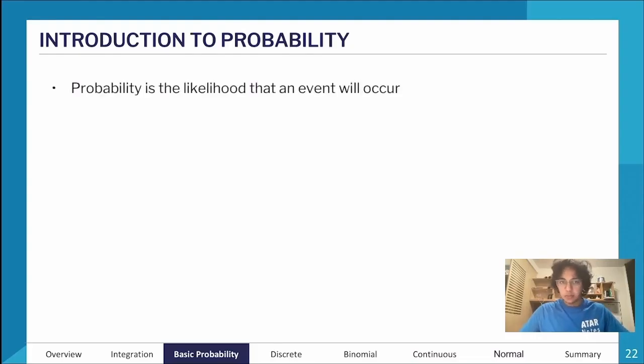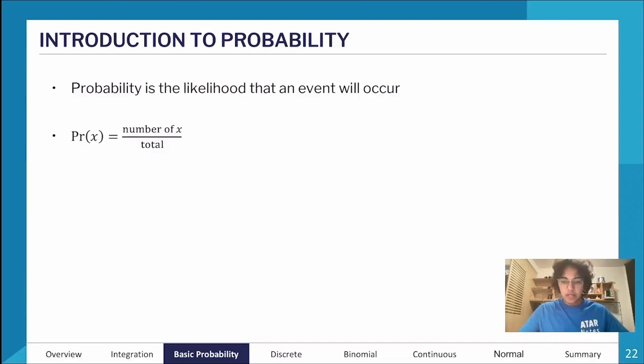So what is probability? Probability is the likelihood that an event will occur, and it's always placed on a scale from impossible to certain. So 0% chance to 100% chance. Right. So the probability of an event X is the number of times event X happens divided by the total number of events.